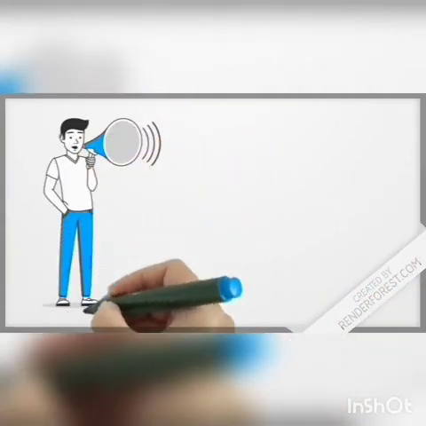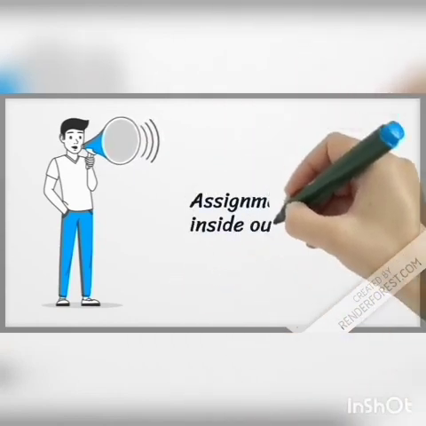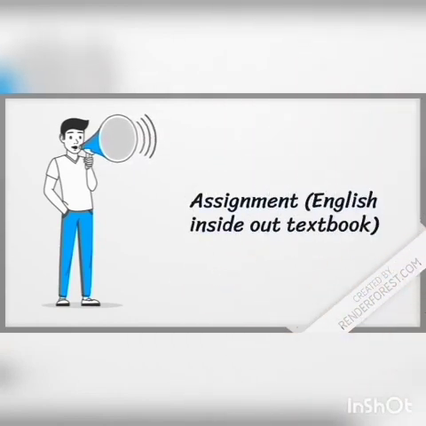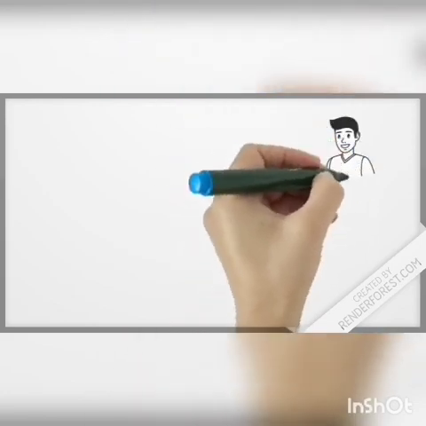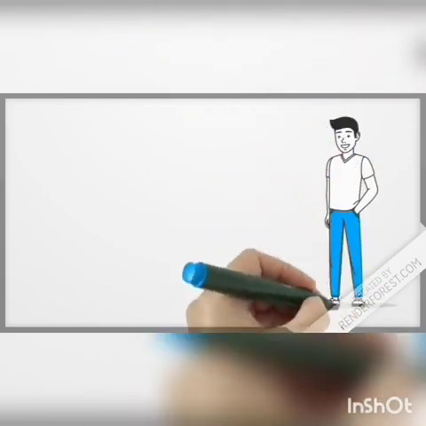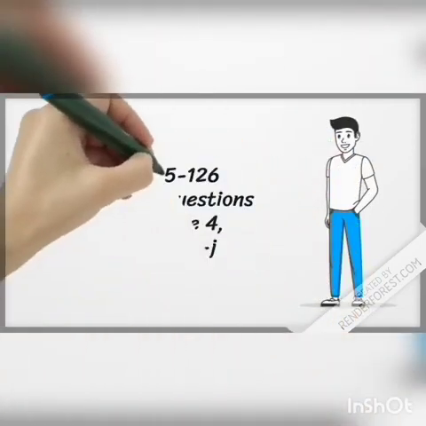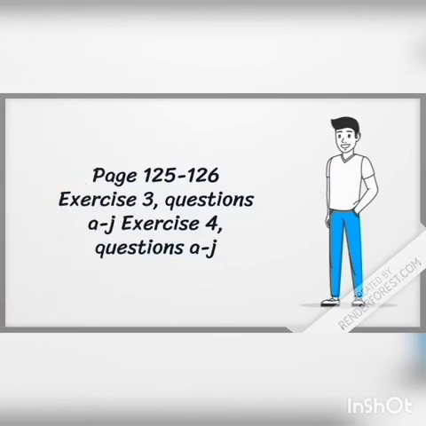And then let me give you this assignment. From your English Inside Out textbook, you go to pages 125 to 126. You attend to questions. Exercise 3, you have questions A to J, and also exercise 4, questions A to J.